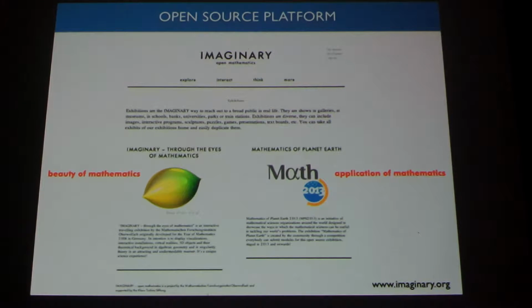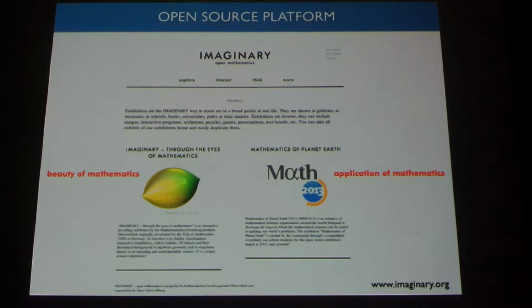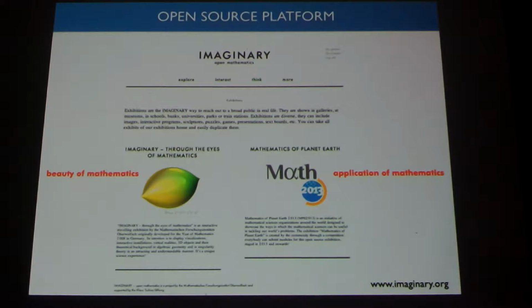You have seen already on the web page that we have exhibitions. These are two fully elaborated exhibitions. You can download the whole exhibition and use it for your own exhibition if you like. One is about the beauty of mathematics, that's algebraic geometry. You cannot read the formula here, but it exists. This is the formula for the cycles. But we also have, more recently, applications of mathematics in connection with the project Mathematics of Planet Earth 2013.